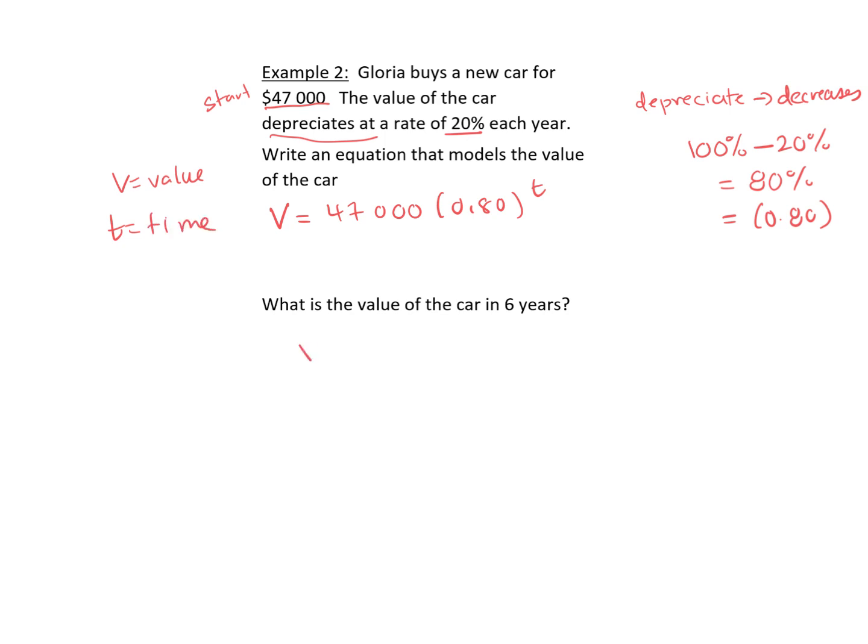Now that I have the equation, it wants me to find the value of the car in 6 years. So we'll do 0.80 to the power 6. Again, we want to do our exponent first. So 0.8 to the power 6 first, and then multiply it by the original amount of 47,000. So now it's worth $12,320.77. We can see after 6 years it's gone down in value to 12,000.